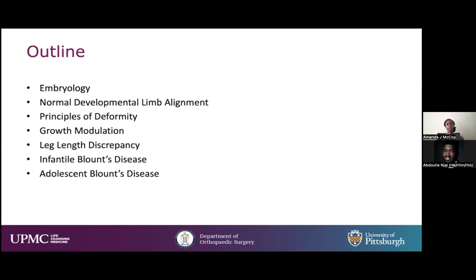Today, we'll be going over lower extremity deformity. First, we're going to look at the embryology of limb development. Then we'll talk about normal developmental limb alignment. We'll go over some principles of deformity, growth modulation, leg length discrepancy, and we'll go over a couple cases of infantile Blount's disease and adolescent Blount disease.